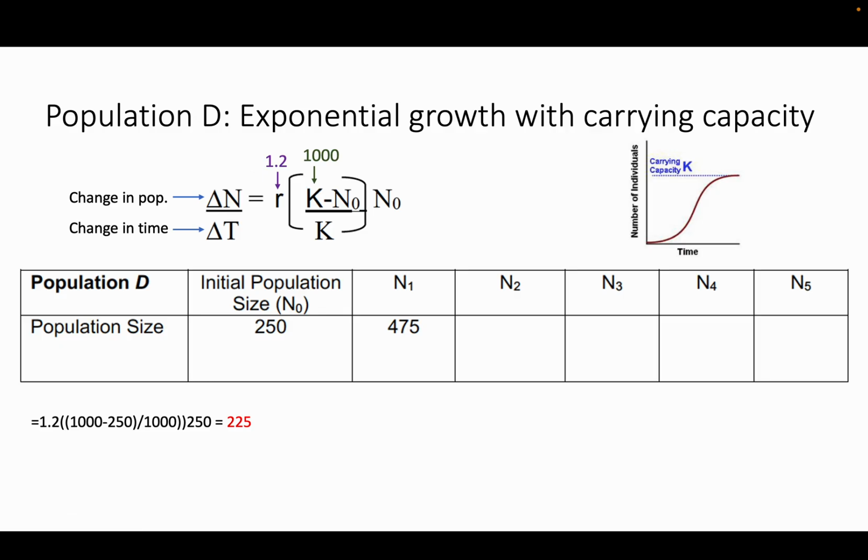Whatever you get there, multiply that by 1.2 and then times it by 250, which is the initial population, and you're going to get 225.